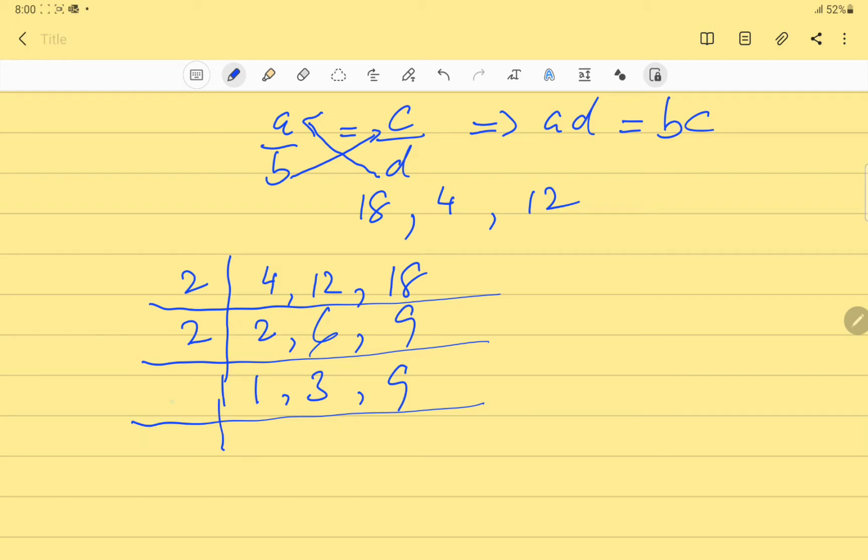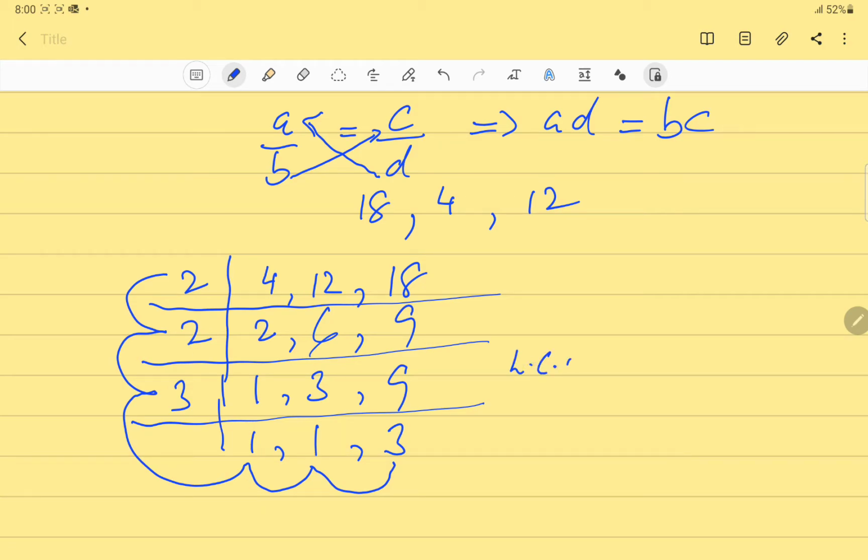Now we have 3 and 9 which can be divided by 3. 1 remains as it is. 3 1s are 3 and 3 3s are 9. Now no further division is possible. So what we will do, we will multiply the 3 with 1, 1 with 1, then 3 with this 3, then with this 2, and then with this 2. So 3 into 1 is 3, 3 into 1 is 3, 3 into 3 is 9, 9 2s are 18, and 18 2s are 36. So the LCM of 4, 12 and 18 is 36.